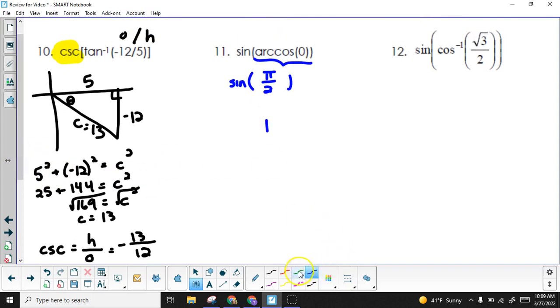For number 12, we're doing the sine of the inverse cosine of root 3 over 2. So we're going to evaluate this part first. The inverse cosine of root 3 over 2 is asking what angle has a cosine value of root 3 over 2. Since that's our x value, that is pi over 6. And now we're evaluating the sine of pi over 6, which is 1/2.